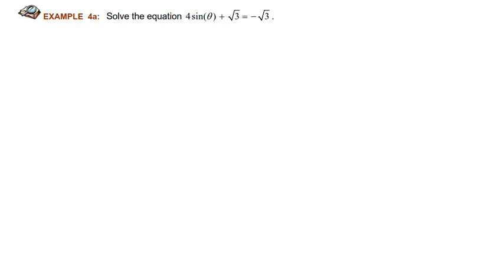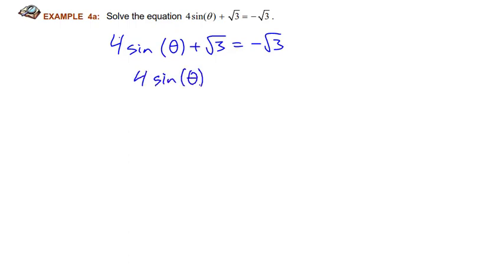Alright, in this example we're going to solve the equation 4 sine theta plus square root of 3 equals negative square root of 3. The first step when solving a trig equation is to isolate the trig function involved in the equation. So let's start by subtracting square root of 3 from both sides of the equation. On the right side, we'll get negative square root of 3 minus square root of 3, which is negative 2 square roots of 3. Now we can divide both sides by 4 to isolate the sine function.